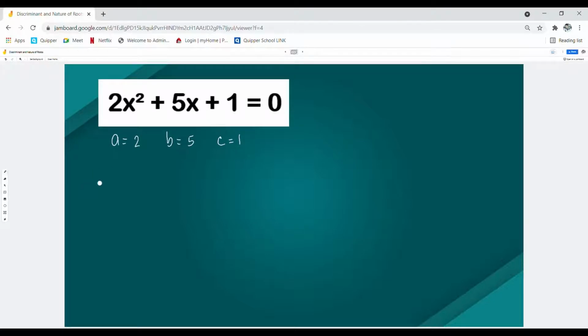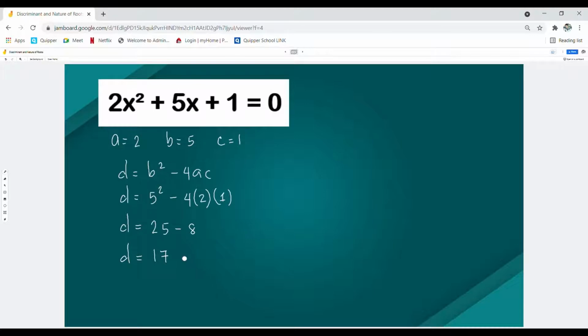We will now try to solve the discriminant. So D is equal to B squared minus 4AC. Then substitute the values you got. For B, that's a 5. So 5 squared minus 4, your A is 2, and your C is 1. Then simplify. 5 squared is 25 minus 4 times 2 times 1 is an 8. Your D therefore is 17. 25 minus 8 is 17.